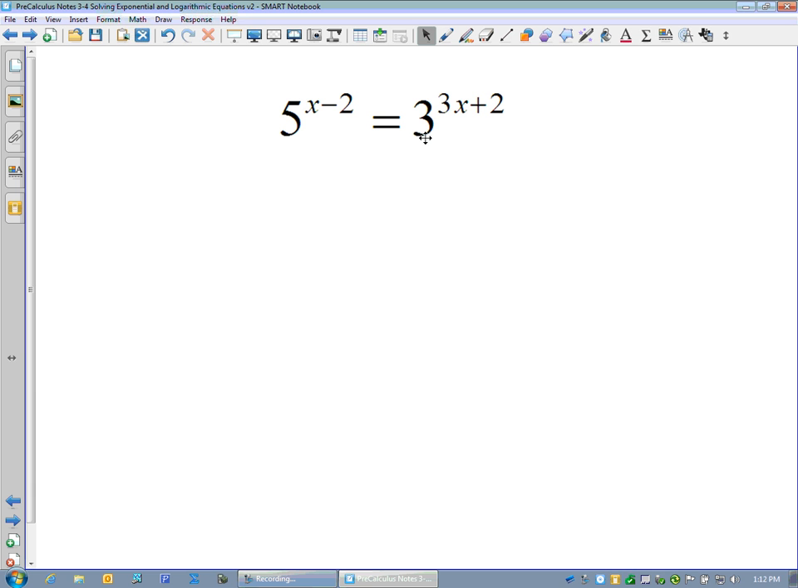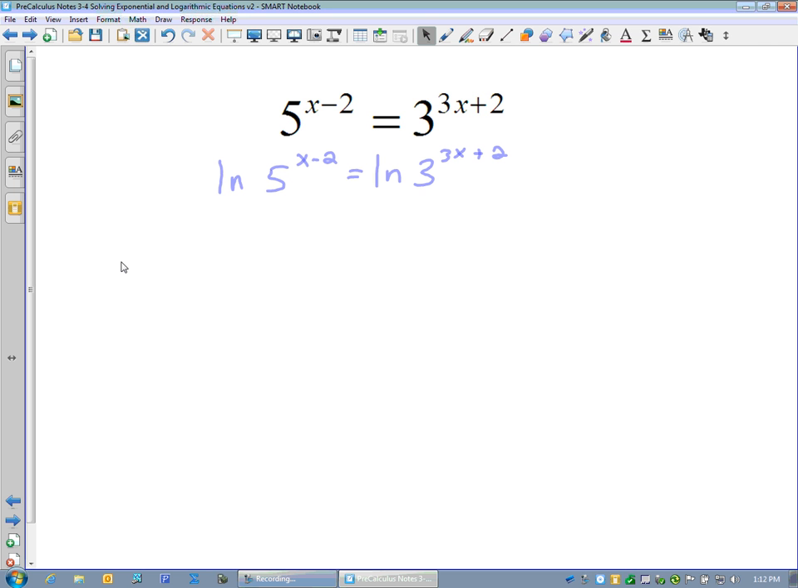Okay, sorry for the interruption, but as I was saying, if the bases were the same, if they were both 5s or both 3s, then we could simply set the exponents equal to each other. Or if we could rewrite them so they were the same bases, we could do that. But we don't have that option available to us. So to get variables out of the exponent, we need to use logarithms.